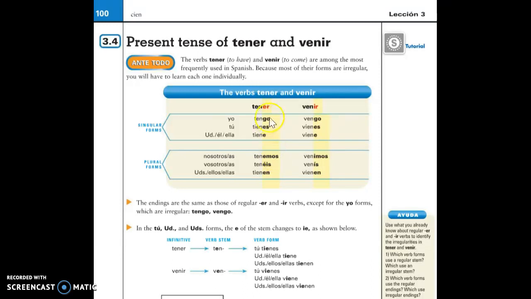And you'll notice because tener is an ER verb, it's going to end in emos, like the ER verbs, and then venir is going to end in emos. However, the rest of the endings are the same.